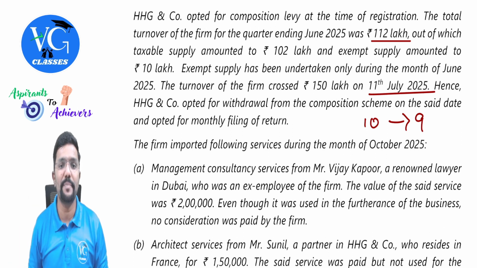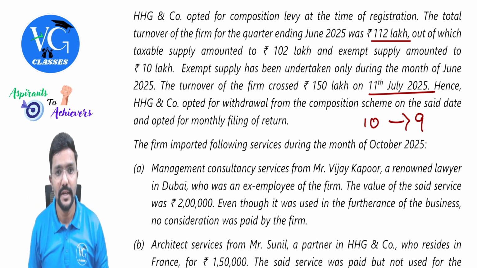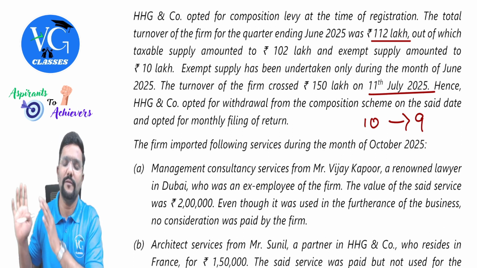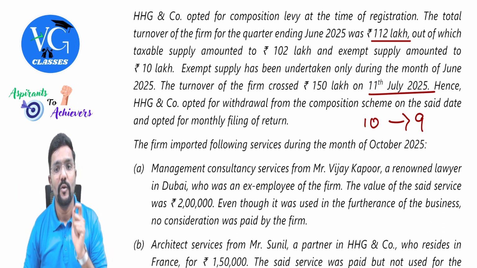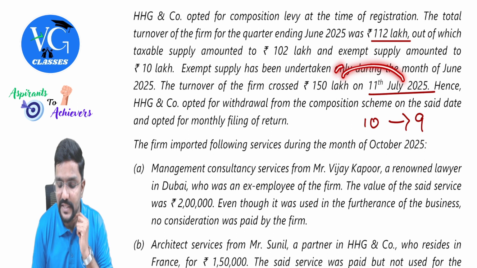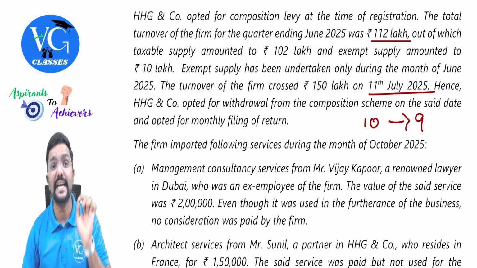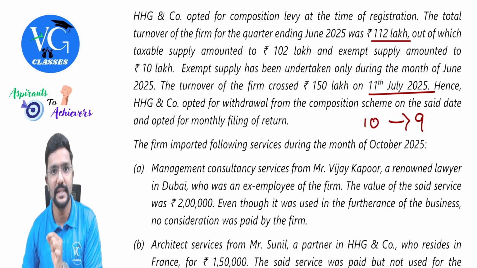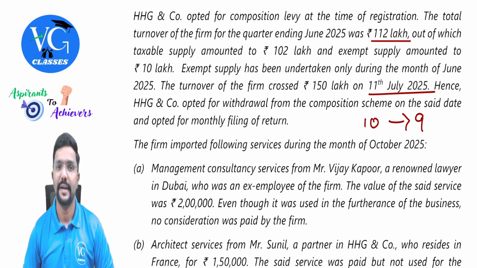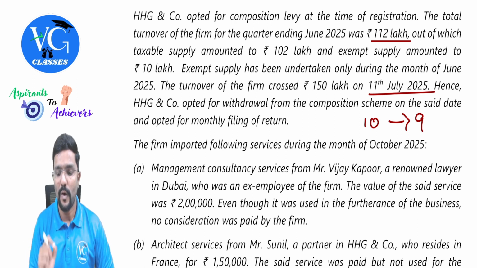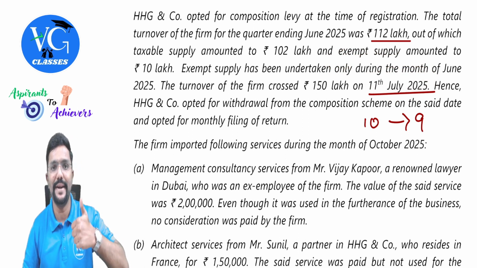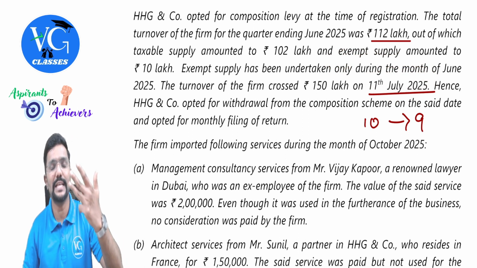Hence, HHG and Co. opted for withdrawal from the composition scheme on the said date and opted for monthly filing of return. Guys, one of the questions they have asked is, within how many days they have to give the details of stock. Whatever stock they have on the preceding day, that is on 10th July, they have to give the details within 30 days in ITC 01. That is as per Section 18 of the ITC chapter, read with CGST rules. I repeat, whatever stock they have on the preceding day, they have to give the details of it. That is stock of raw material, WIP, finished goods, as well as capital goods.